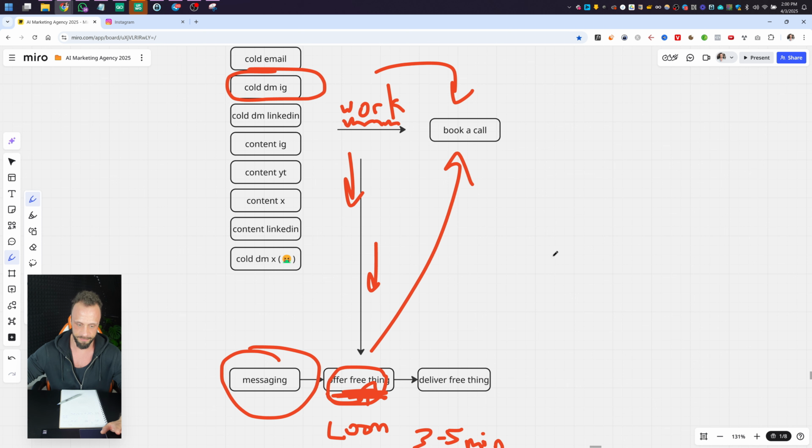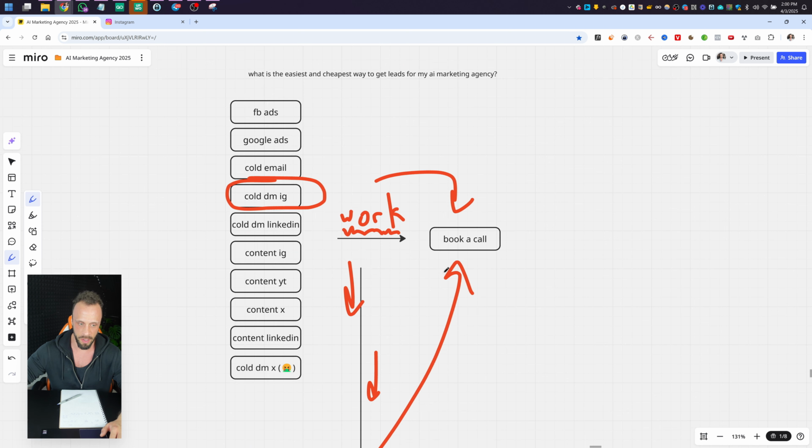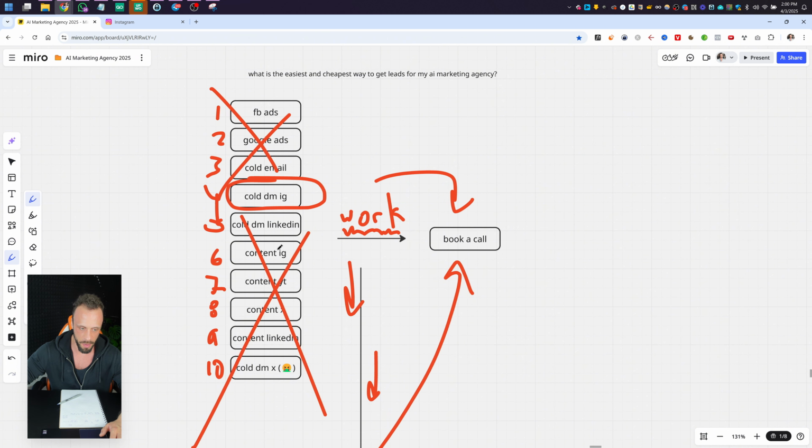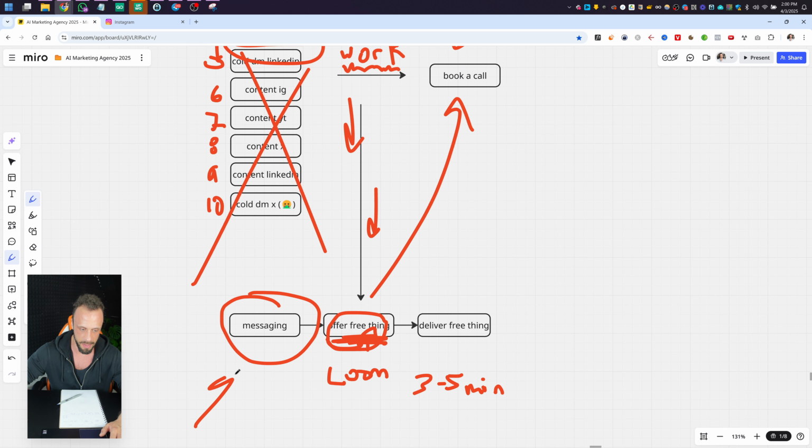And this is literally in a nutshell. That's it. You pick one of these channels. So we have 1, 2, 3, 4, 5, 6, 7, 8, 9, 10 options. And we got rid of all of them except one. We're going to do Instagram cold DMs. And on Instagram cold DMs, you're going to send outbound messages to your prospects, to your leads, to local businesses.